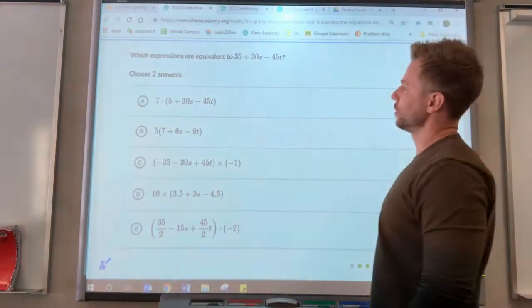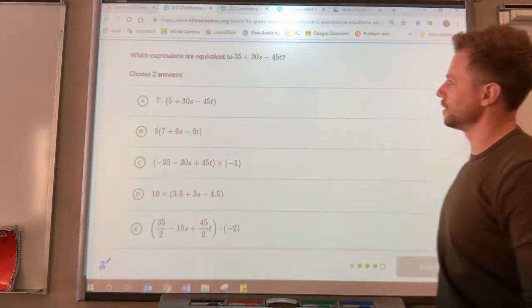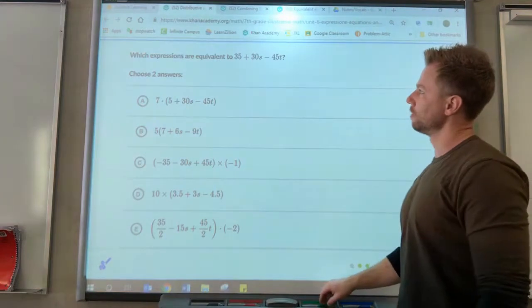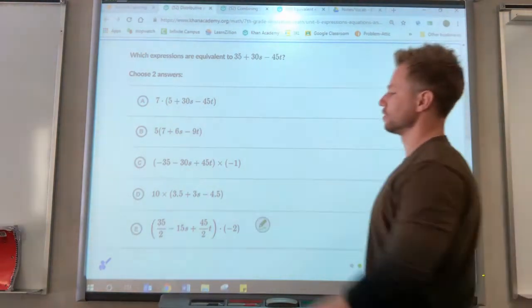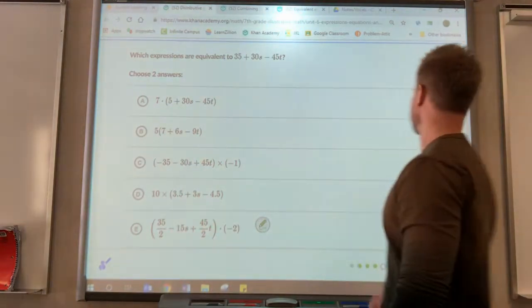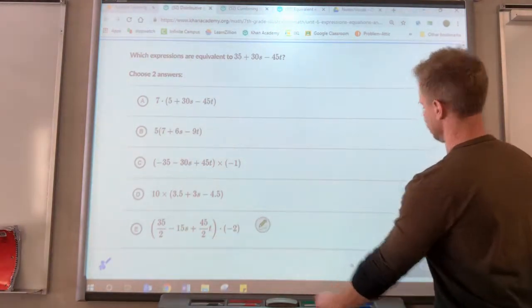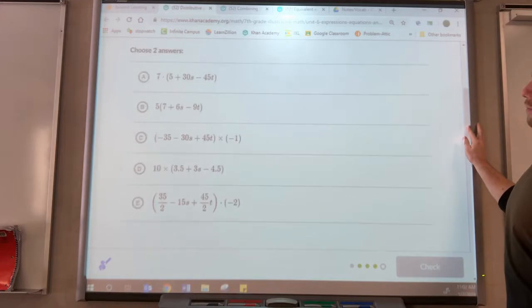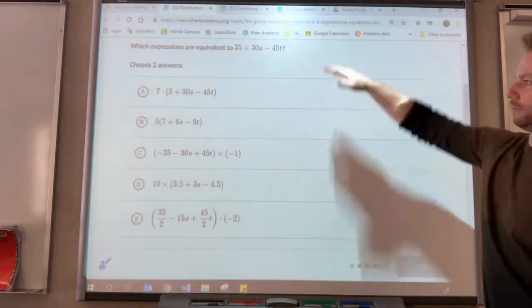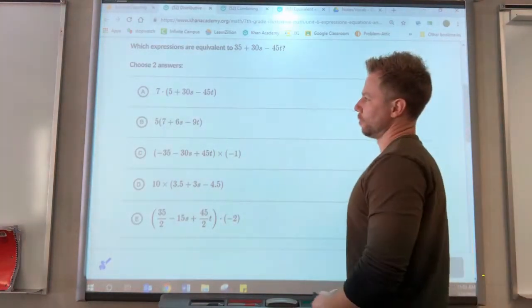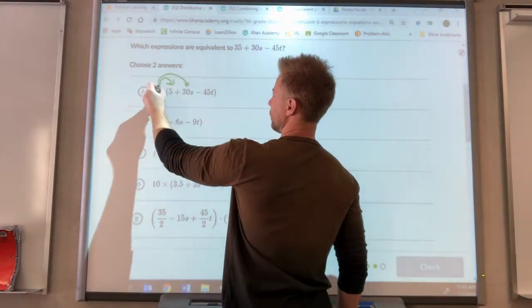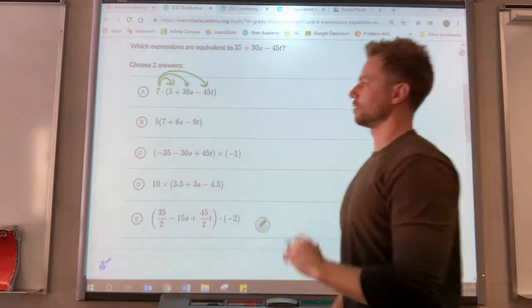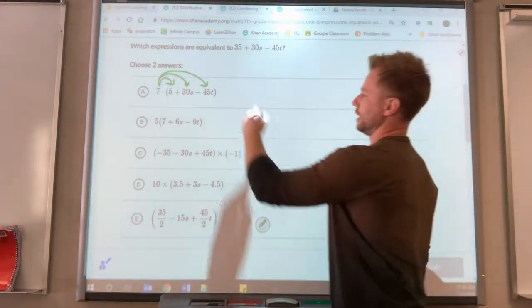Okay, which expressions are equivalent to this right here? So we have just a plain 35, a 30s, and then a negative 45t. So what we need to do is go through all of these and simplify them and see which ones match what we have up here. Okay, so a bit of work, but we can do it pretty quick. This is really just the distributive property. So we have to take what's on the outside, multiply it by everything on the inside.